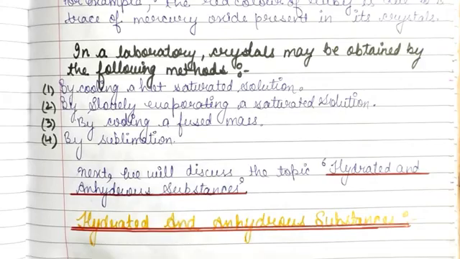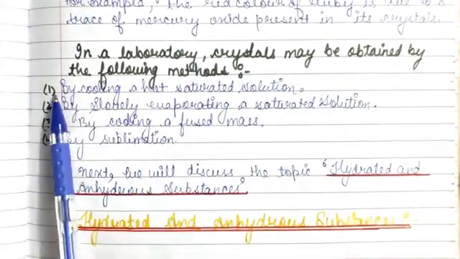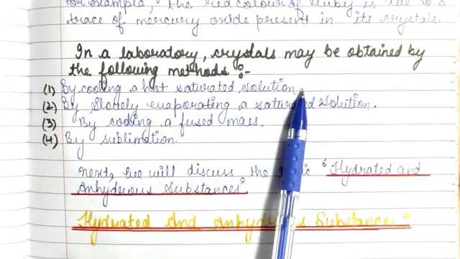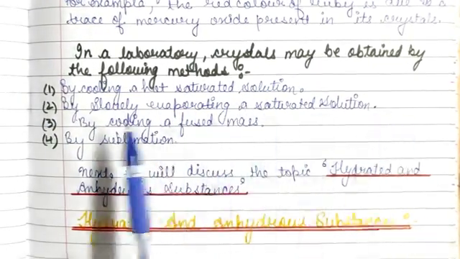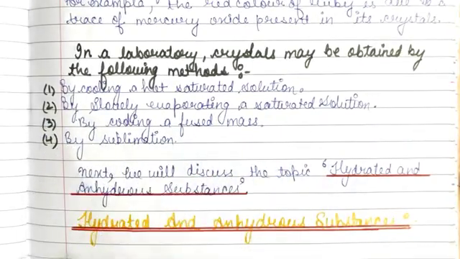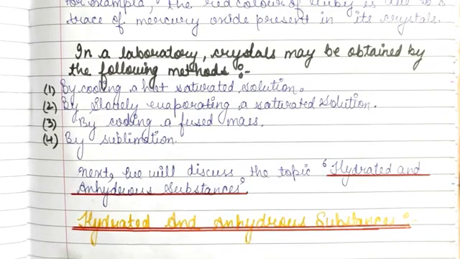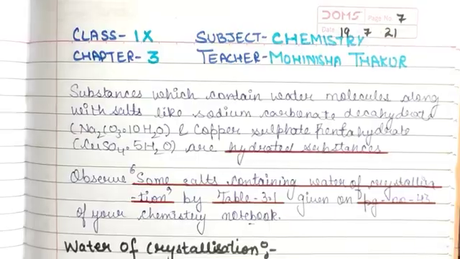In a laboratory, crystals may be obtained by the following methods. Number 1, by cooling a heat saturated solution. Number 2, by slowly evaporating a saturated solution. Number 3, by cooling a fused mass. Number 4, by sublimation.